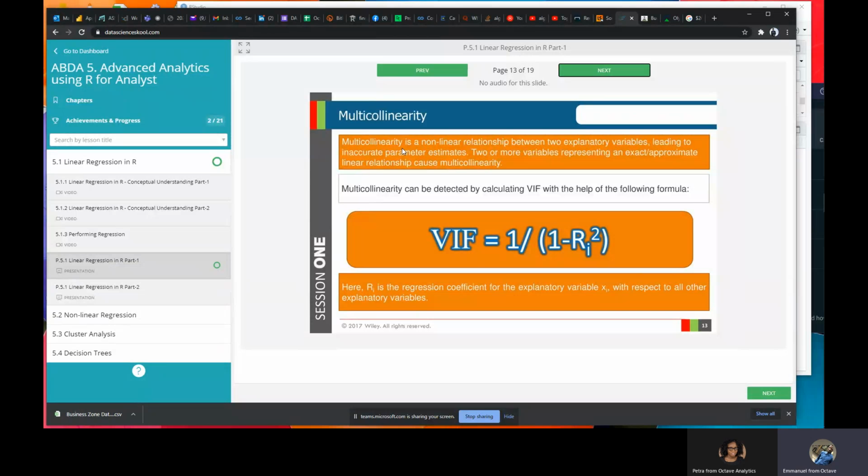So multicollinearity is a linear relationship between two explanatory variables leading to inaccurate parameter estimates. Two or more variables representing an exact or approximate linear relationship cause multicollinearity. So two or more variables, say x1 and x2, having a linear relationship with each other may cause your model not to do well. Multicollinearity can be detected by calculating the VIF with the help of this formula. Essentially, Ri squared is the R squared from regressing the explanatory variable on all other explanatory variables.